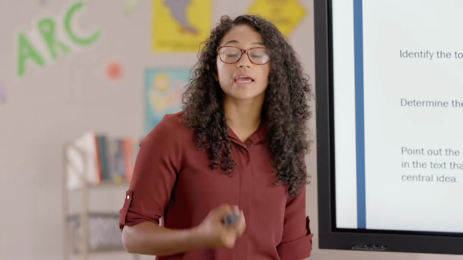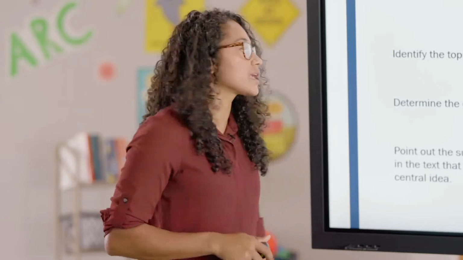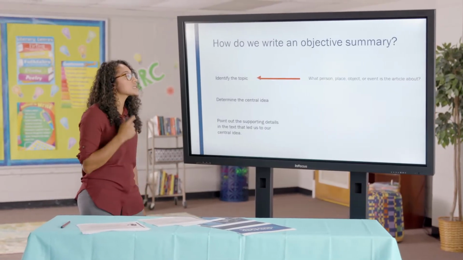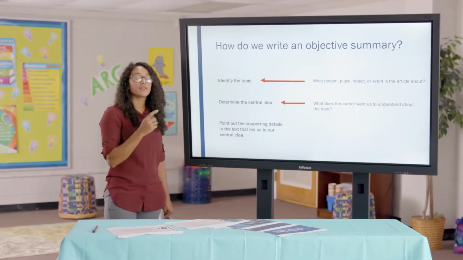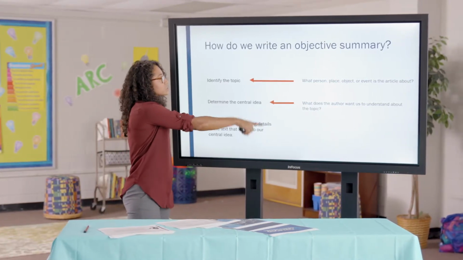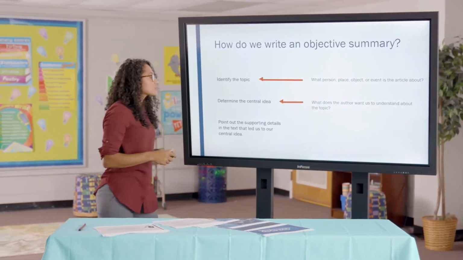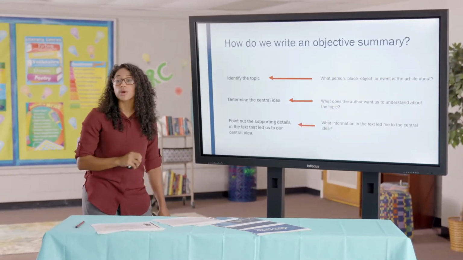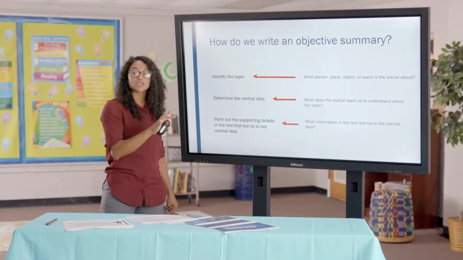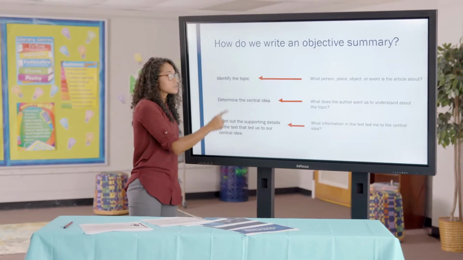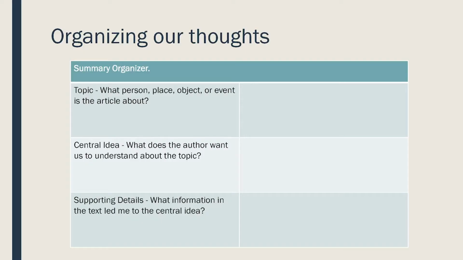So in order to write an objective summary, we want to pull out these key things. We're going to identify the topic. That's the person, place, object, or event that the article or the text is talking about. Then we're going to determine the central idea. So what does the author want us to understand about the topic? Then we're going to point out all the supporting or key details in the text that lead us to our central idea. So what information about this topic, what information in the text led us to the central idea? We're going to use this very simple organizer to help us list our topic, our central idea, and our supporting details, and we'll use this a little bit later to actually write out our summary.